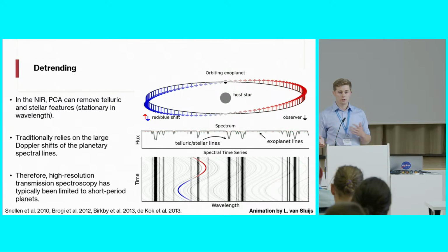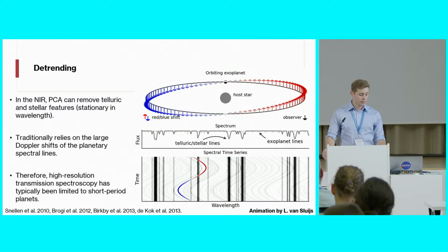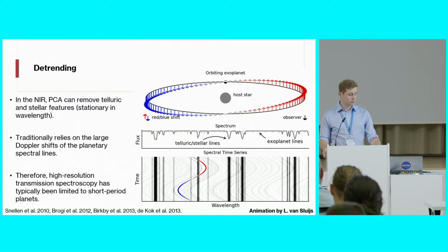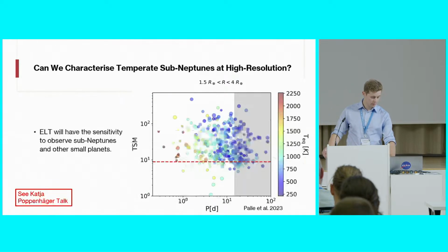The spectral lines of a hot Jupiter, which are significantly Doppler shifted over the observing night, can survive this and therefore be isolated in this way, as shown in this animation here by Lennart. But because of this reliance on the Doppler shift of the planet and the high velocity that requires, high-res spectroscopy has traditionally been limited to short-period, faster-moving planets.